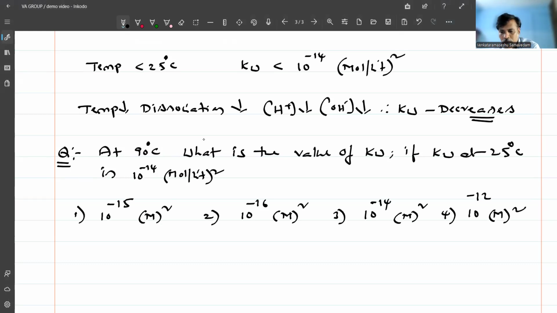So here it is a theoretical value. We can say the theoretical data.